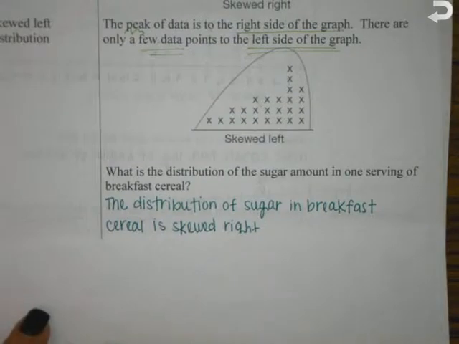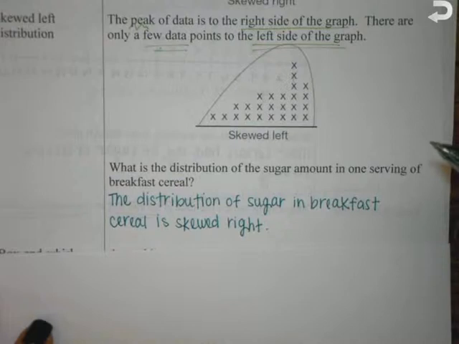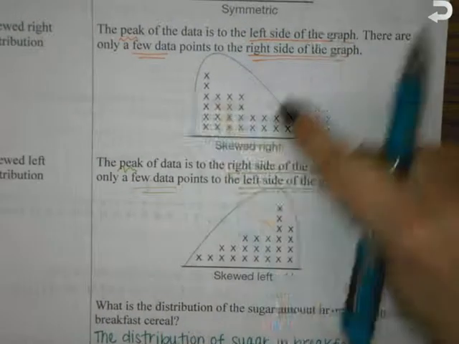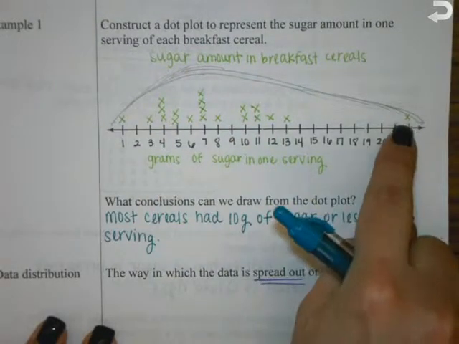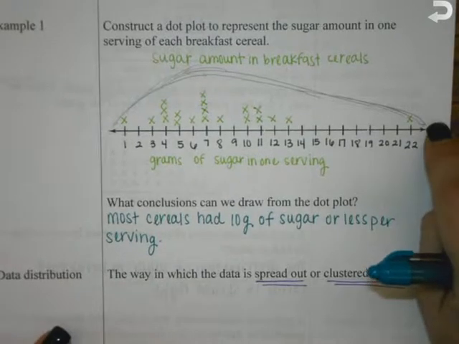Oh, but it would have to look like this, right? It's not going to look exactly like this because not all data is going to look exactly like this, but when we drew the curve over it, there's definitely more data on the left side than there is on the right side. And it's definitely not symmetric because we have that one guy that's 22. That's what's skewing our graph. Okay.